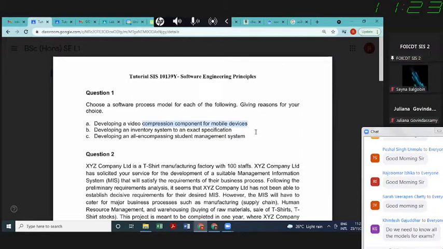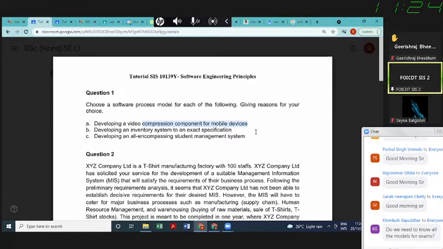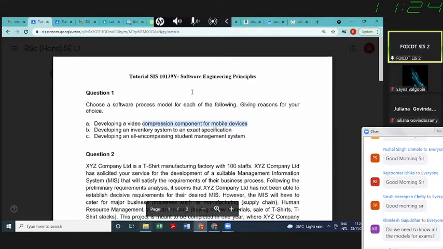Yes. Okay. Part B, developing an inventory system to an exact specification. So I think the keyword here is exact specification. So which one are you going to use? Waterfall model. Perhaps the most appropriate one would be the waterfall model. We have stable requirements and an exact specification.